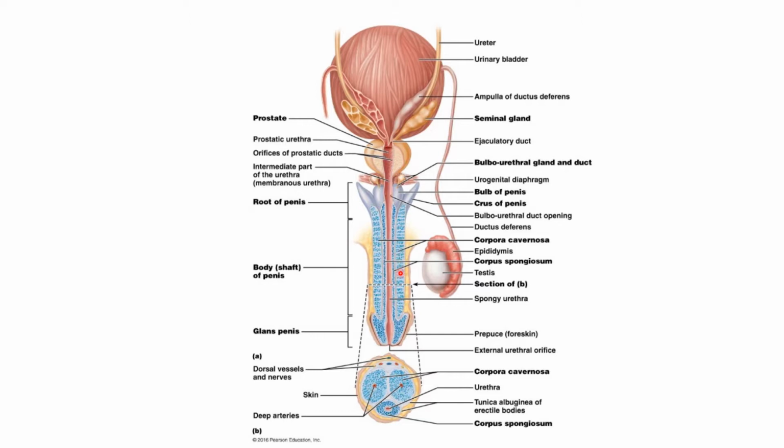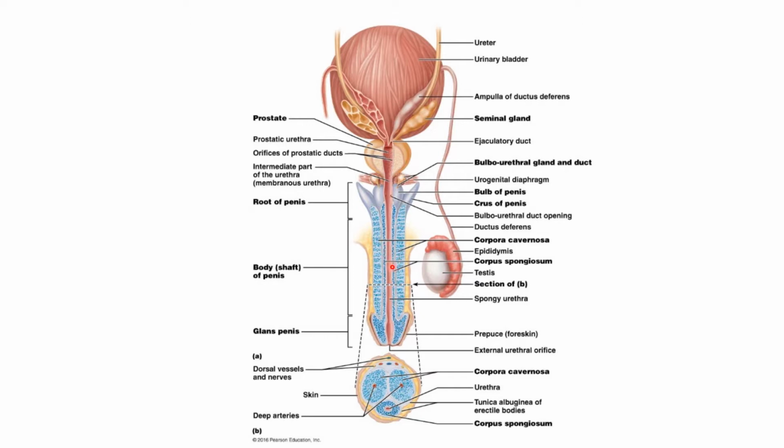The expansion of the corpora cavernosa is going to compress the veins that are located there. And when it compresses those veins, it's going to prevent the blood from flowing backwards, maintaining the engorgement and therefore maintaining the erection.